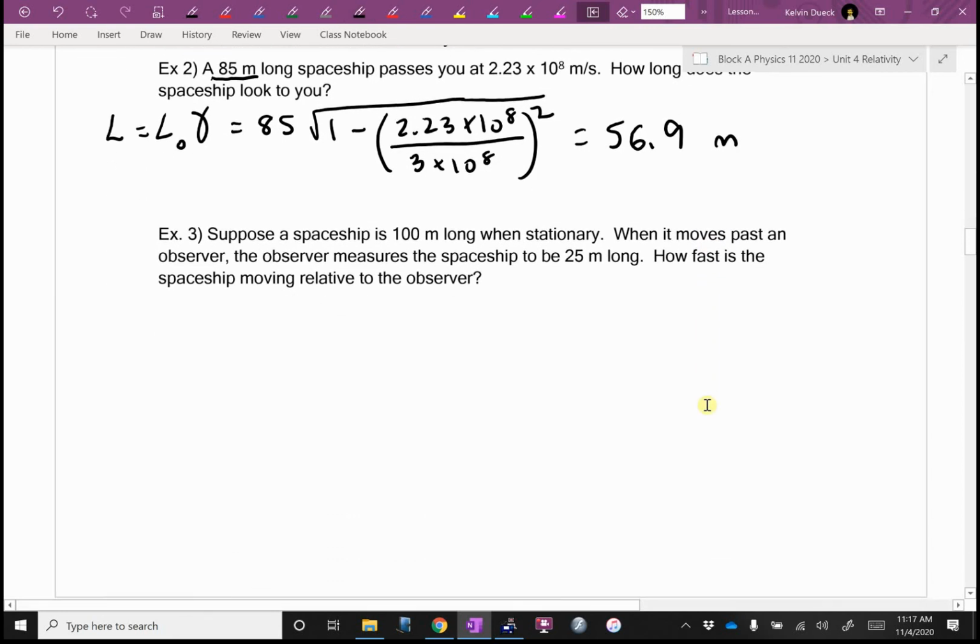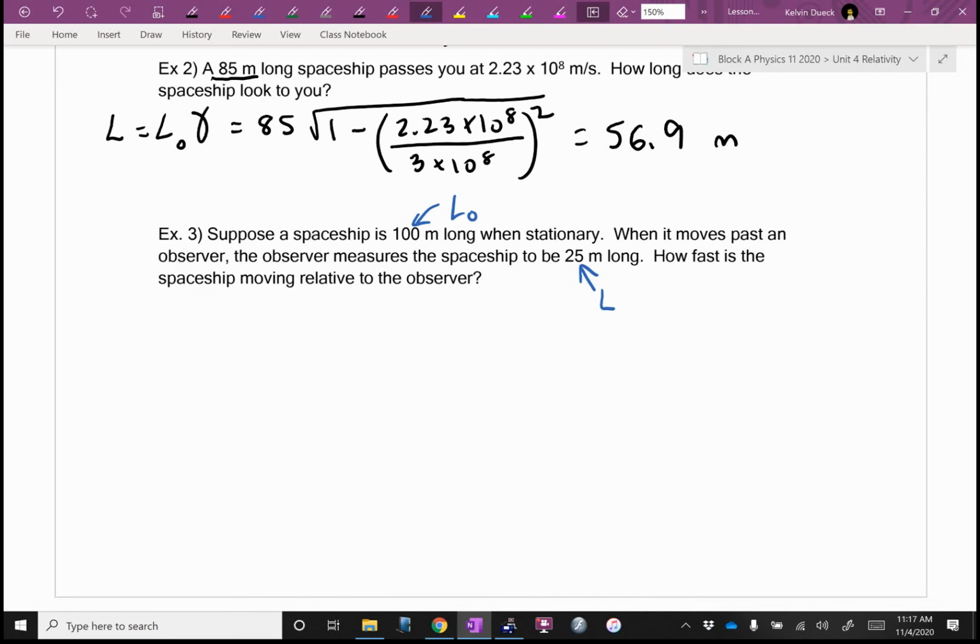Suppose a spaceship is 100 meters long when stationary. I'm pretty sure that's L0, at rest, the original length. When it moves past an observer, the observer measures the spaceship to be 25 meters long. I think that's L. What's this question want me to find?